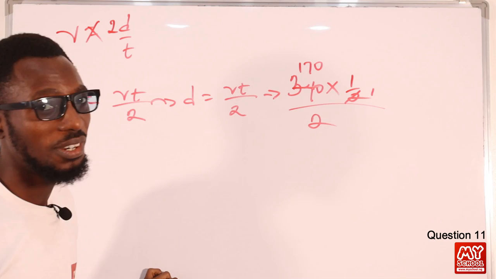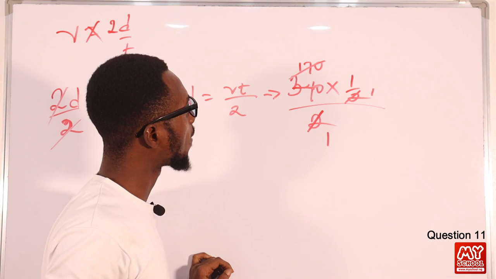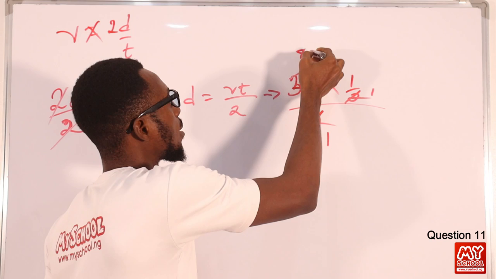Okay, so I can say half. That's what I like to use. So it's 0.5 times this is 170. 2 in 170, that should give me 85. Yes, very well. Because 2 in 17, we go 8 times, remaining 1. 2 in 10, that is 5. Okay, so we have 85 meters.